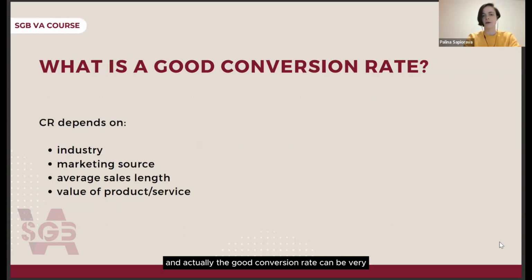And actually, the good conversion rate can be very, very different. It depends on the industry, on marketing source, on average sales lengths, on the value of product or service. For example, if you are working with some complicated B2B product that is expensive, that requires a lot of time to be implemented because it's complicated, then the sales length, the amount of time you spend with one lead just for discussing different details, it can take about 6 months. Of course, if you work with something simpler, it will take less. But again, the good conversion rate can be very, very different.